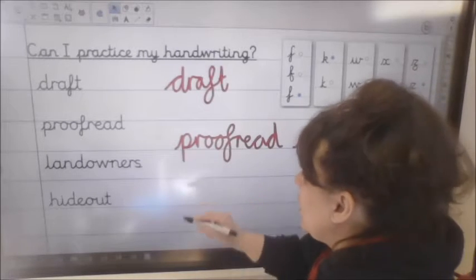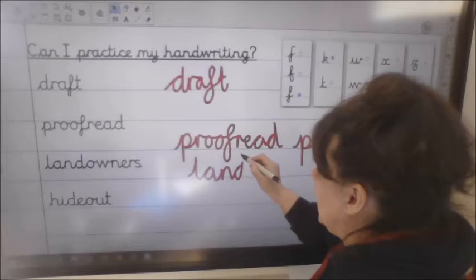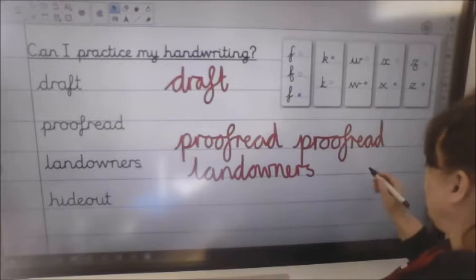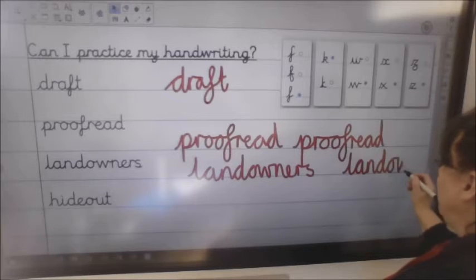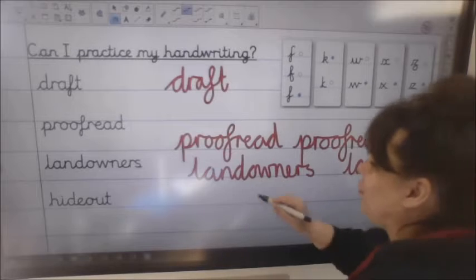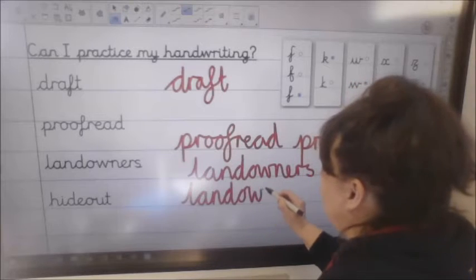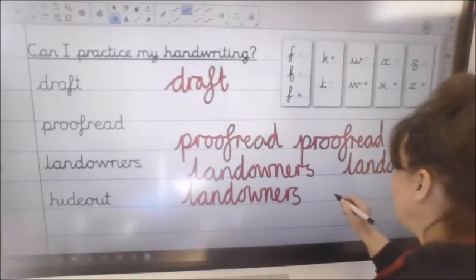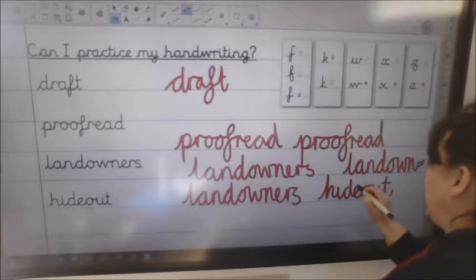Then we've got landowners, and all of these come from your text that we're going to be using for writing today. So I'm going to start with my L. I'll start here. L-A-N-D-O, pointy W, N-E-R-S. Let's have a little go again. L-A-N-D-O, into my pointy W, and into my N, E, it's gone peculiar. Let's try again. L-A-N-D-O, into my W, N-E-R-S. Okay, and then finally hideout. So we've got H-I-D-E-O-U-T.